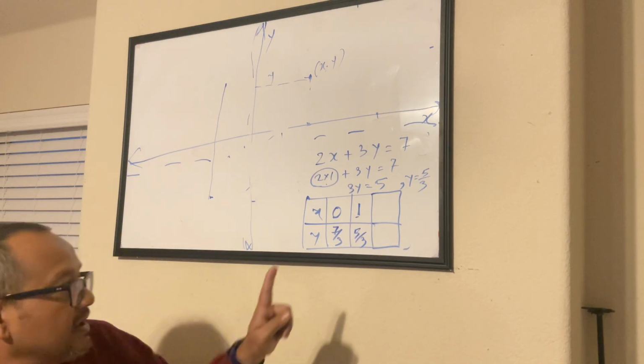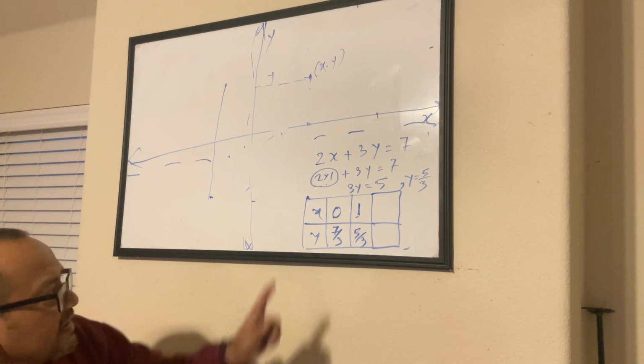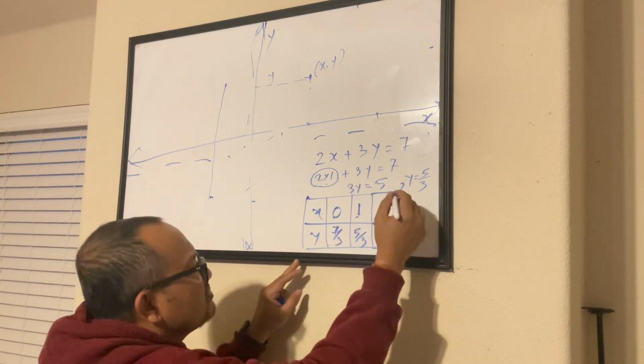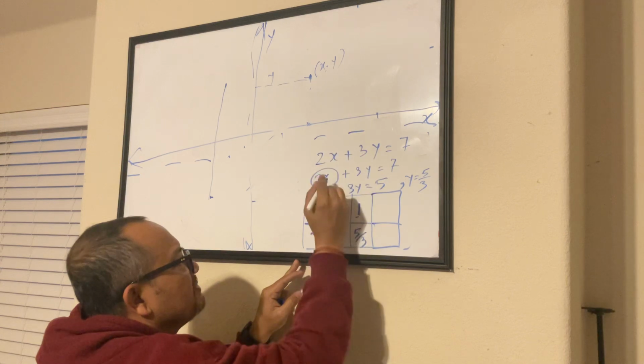So we got 2 points. Let's take one more point. Let's say x equals 2. When x equals 2, what happens? This becomes 2.